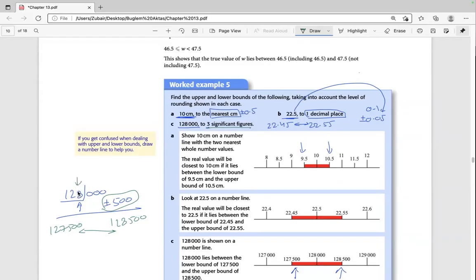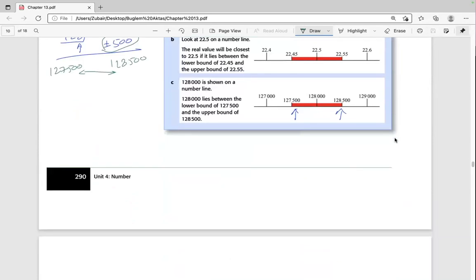And what is the value of this digit? This is unit, tens, hundreds, and thousands. So the value of this digit was 1000. So that is why we took half of it. It is always half.